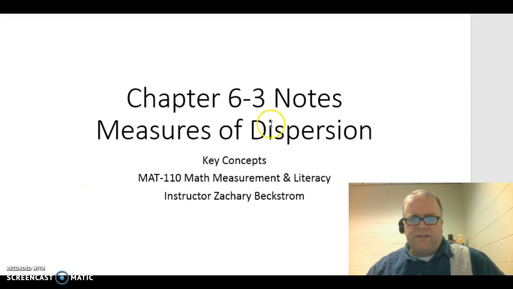Hey everybody, this is Mr. Beckstrom again, and today we're going to be talking about measures of dispersion. This is Chapter 6, Section 3. This is mainly going to be dealing with standard deviation and a little bit on the coefficient of variation.